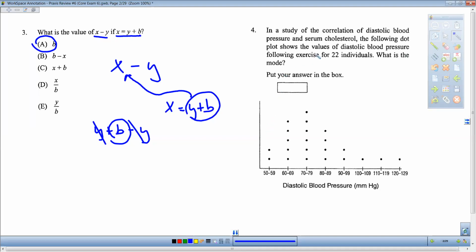Number 4, the study of, well, you got this correlation, and you got this dot plot, and it asks for what is the mode. And so when you're looking at the dots, you see, well, with the range of 50 to 59, which range do you see the most dots? And it would be here. So it's going to be in the range of 70 to 79.